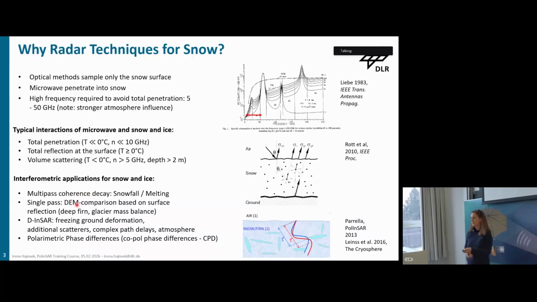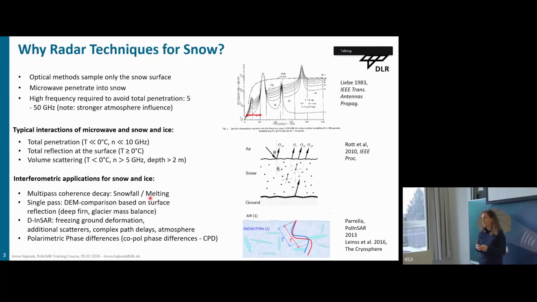So this is what you can do. And then you see when you have snowfall, the interferometric coherence is in principle dropping down because you have a change between two conditions, so two times, and the same is also happening in principle when it's melting. So like this, you could have a sensitivity to the interferometric coherence in terms of temporal decorrelation.